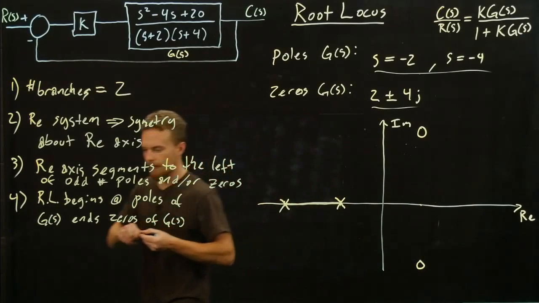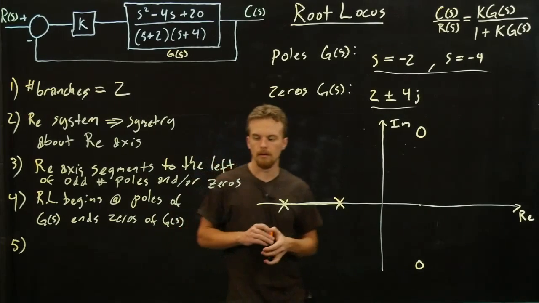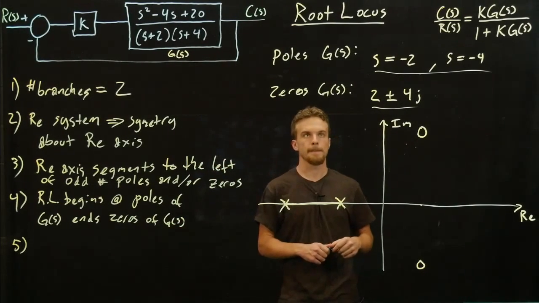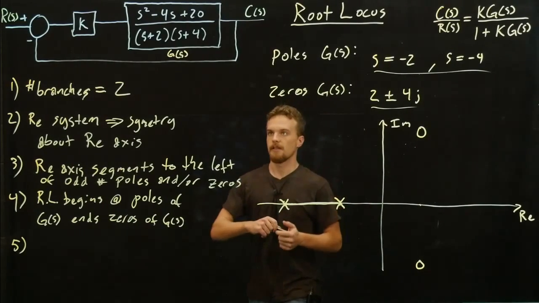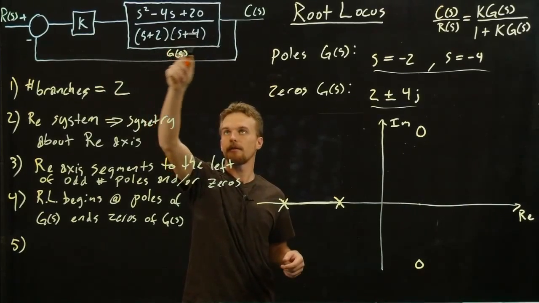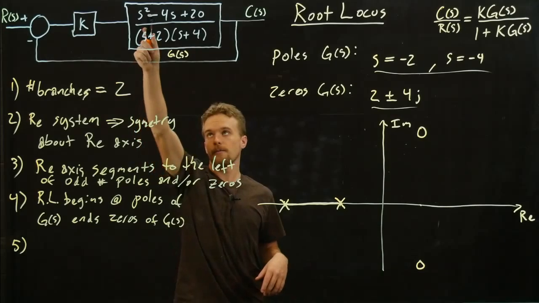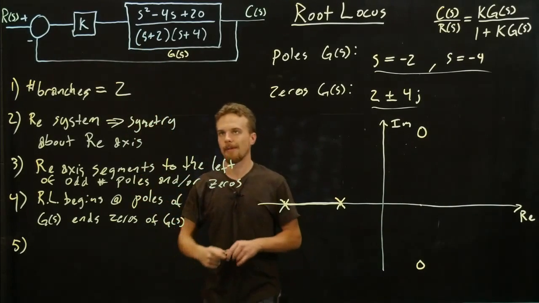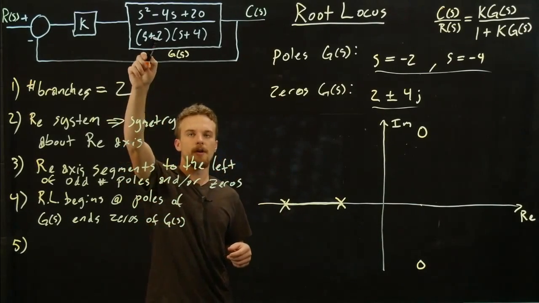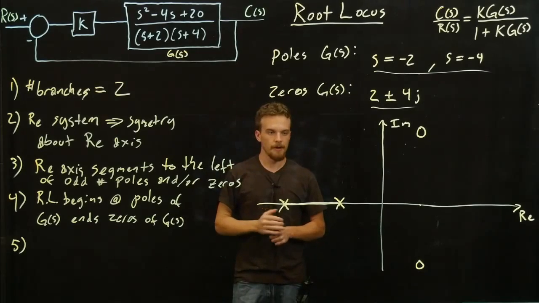Okay, so there's one more thing. In most cases, the order of this numerator, see how we have an s squared up here, and this, if we multiply it out, would also have an s squared. Usually the order of the numerator in our g of s won't be equal to the order of the denominator. So in most systems, we'll have more poles than zeros. I guess we could have more zeros than poles, but that probably rarely happens.